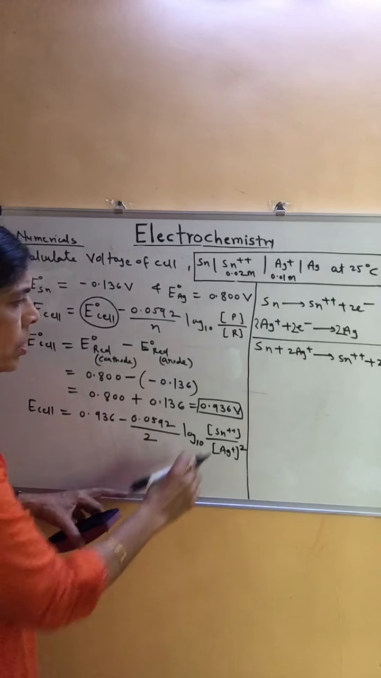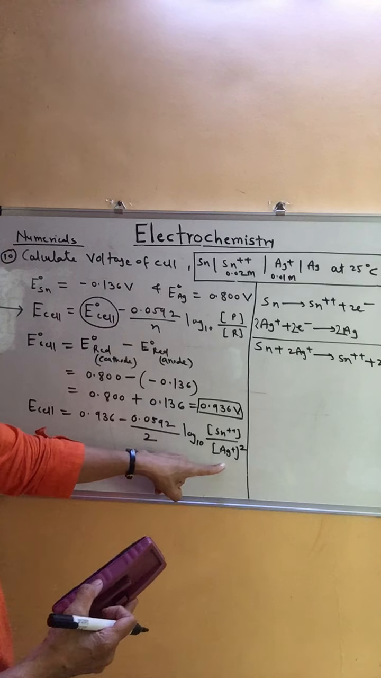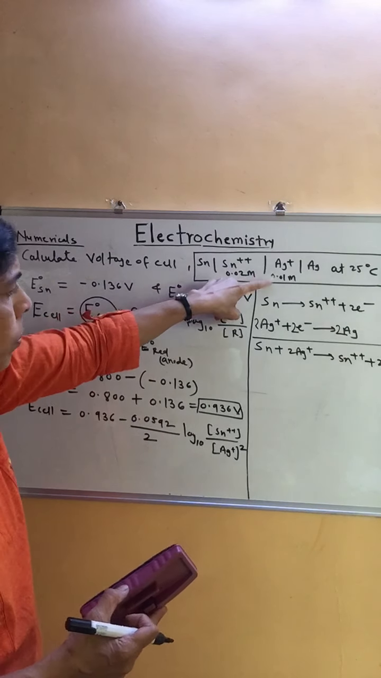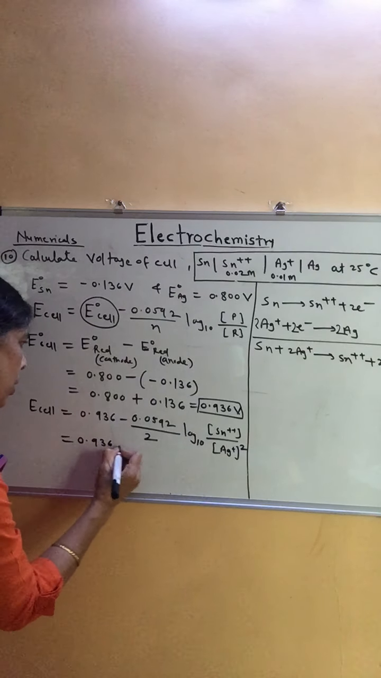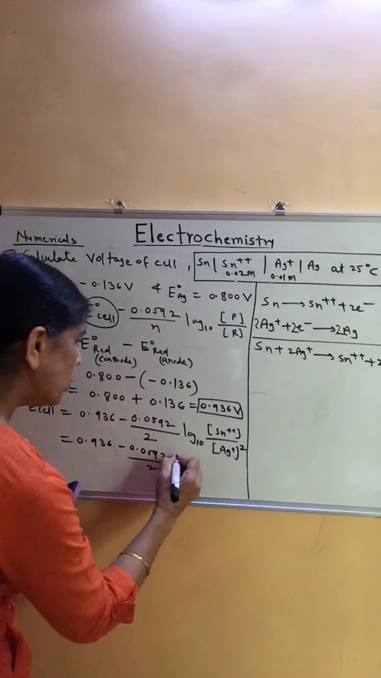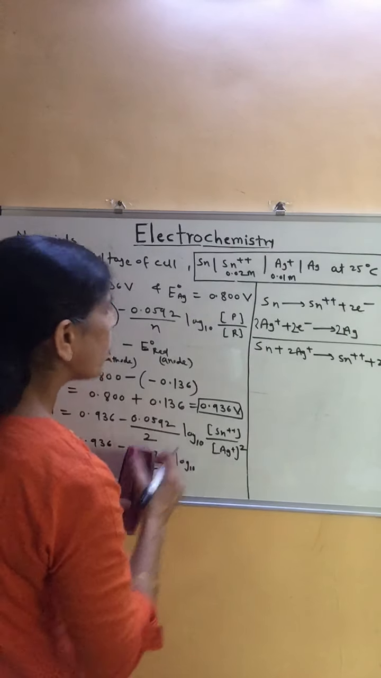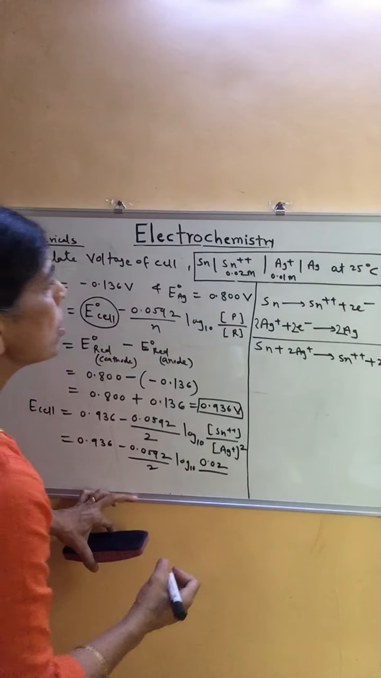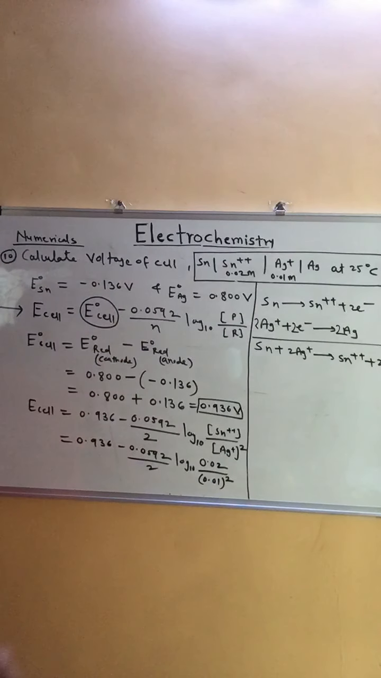Now, both concentrations are given, the Sn2+ concentration and the silver ion concentration, isn't it? See, 0.02 for Sn2+ and 0.01 for Ag+. So if you substitute again, it will be 0.936 minus 0.0592 upon 2, times the log of the Sn2+ concentration, which is 0.02, upon Ag+ concentration 0.01 raised to 2, isn't it?